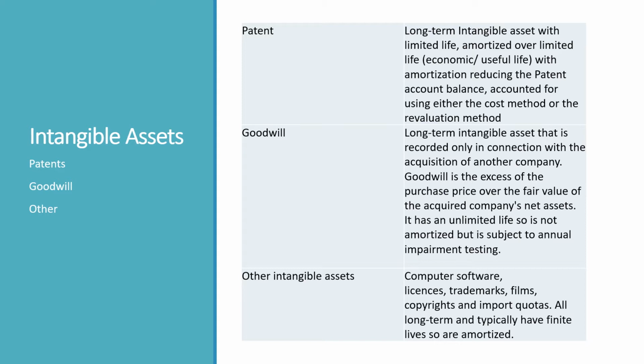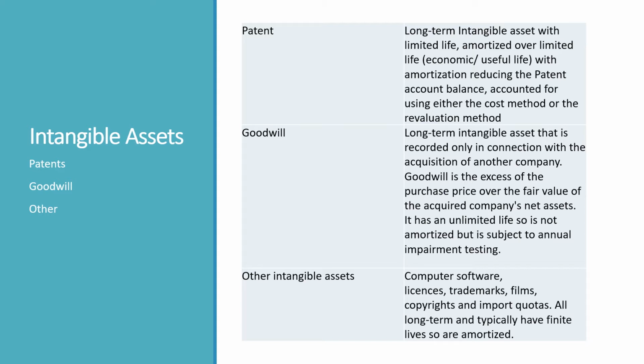So two common types of intangible assets are patents and goodwill. They're both long-term. All intangible assets are long-term. As I mentioned, it has a limited life. The limited life could be set by regulations. It could be set by technological obsolescence. The cost of the patent is going to be amortized over its useful life. The amortization reduces the patent account balance. That is under the cost method. We could also be using the revaluation method for that patent.